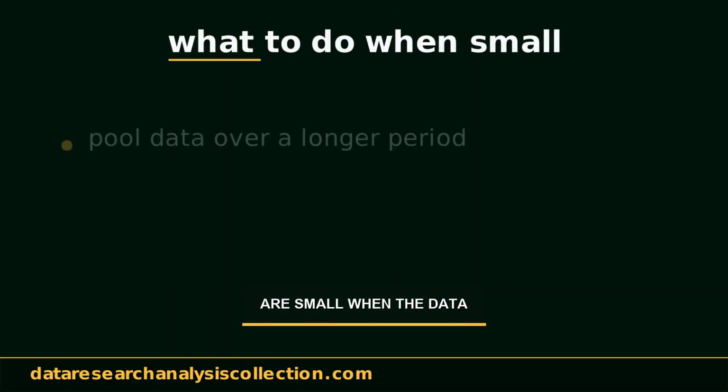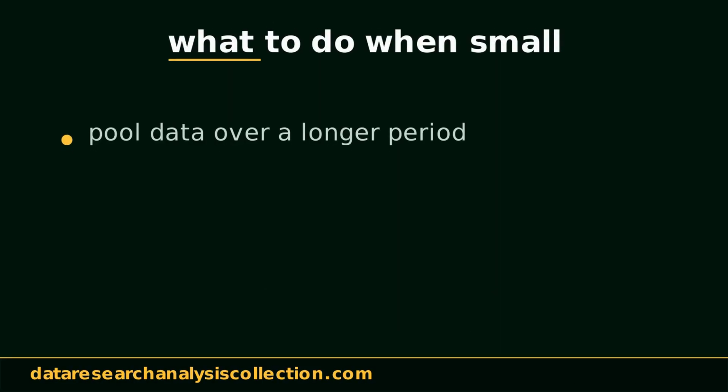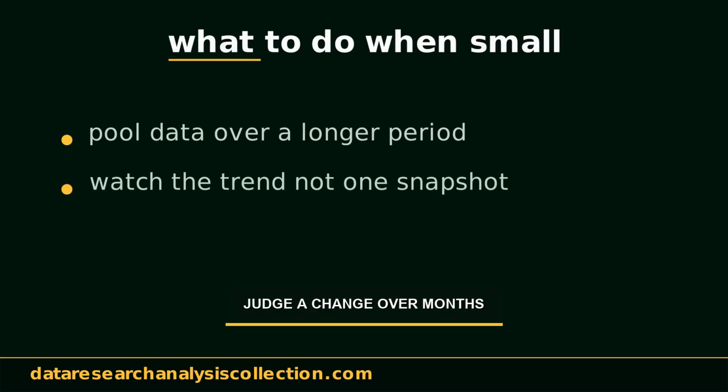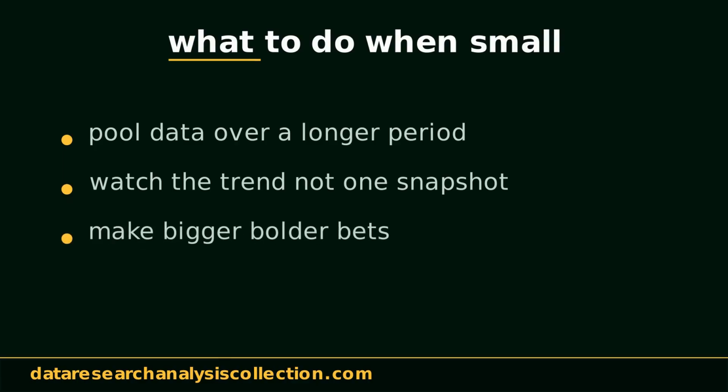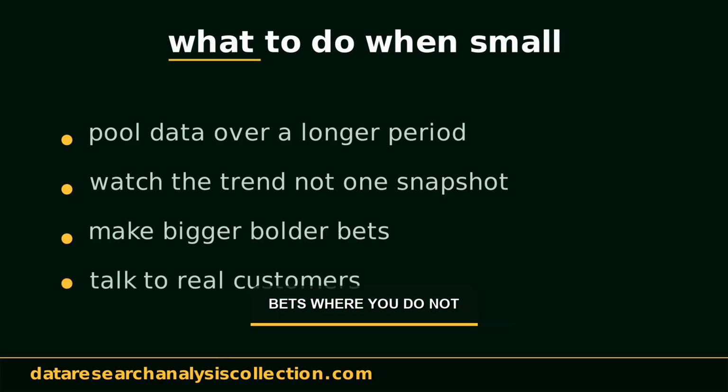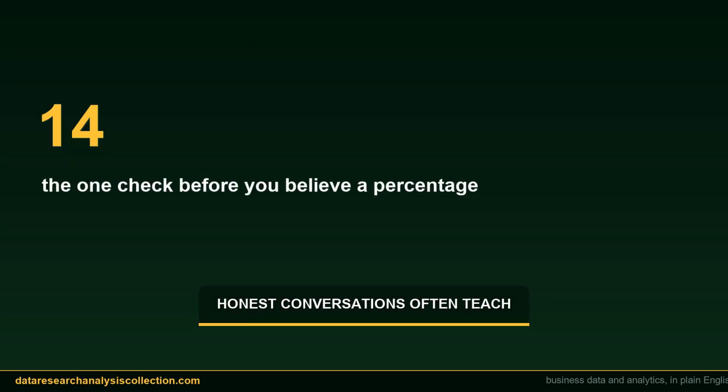What to do when you are small? When the data is too thin to trust, you still have good options. Pool a longer period and judge a change over months instead of a single jumpy week. Watch the direction of a number over time rather than obsessing over one comparison. Lean on bigger, more obvious bets where you do not need a microscope to see the effect. And talk to your actual customers, because 5 honest conversations often teach a small operator more than a test that was never going to reach a size worth believing in the first place.